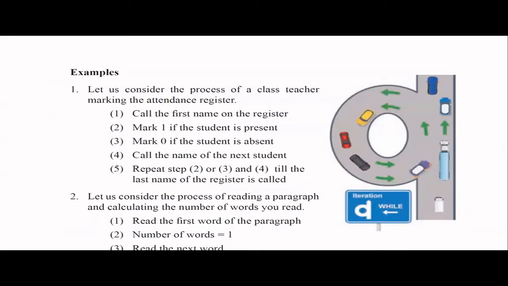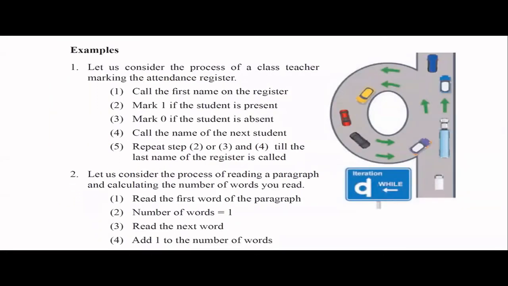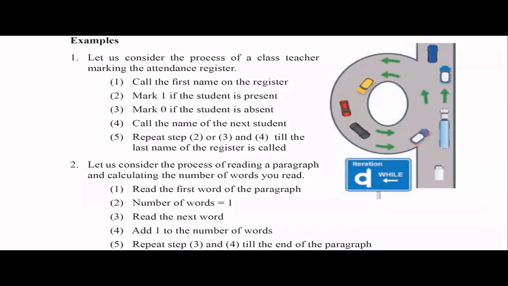They have given two nice examples. One is how the class teacher marks the attendance register. This is how it normally happens in your school. The teacher will call the first name. If that student is present, the teacher will mark 1. If that student is absent, the teacher will mark 0. And then the teacher will call the next name.